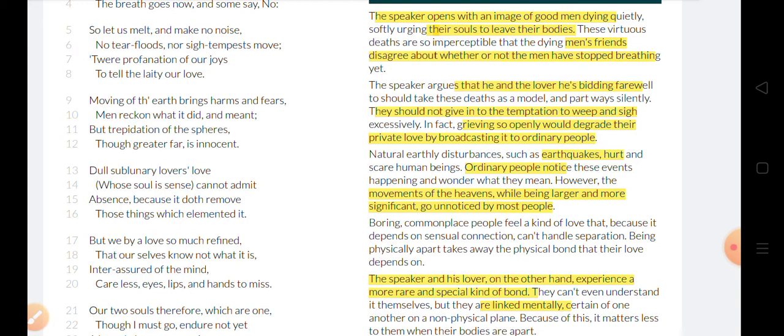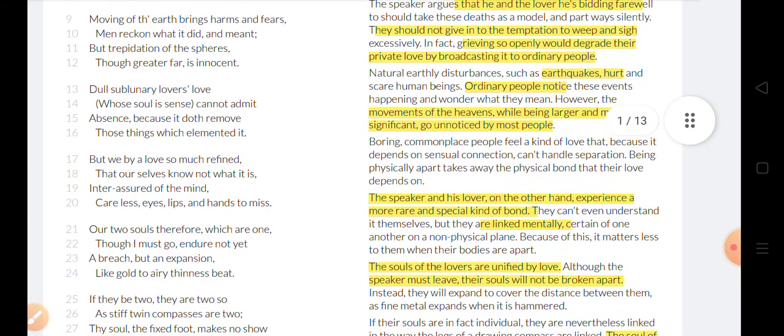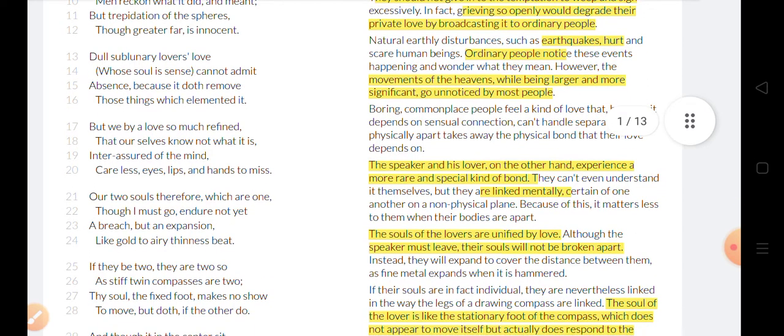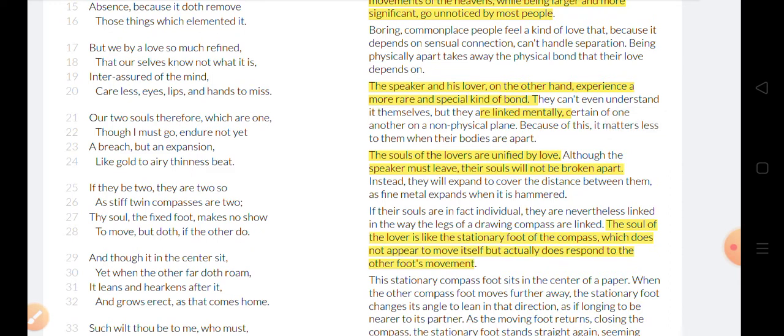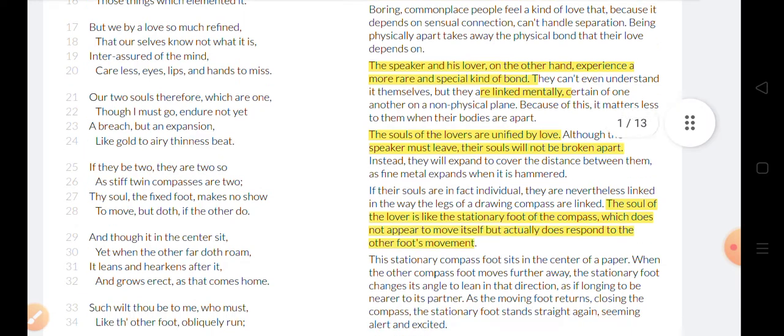And he compares it with natural disturbances such as earthquakes, which are noticeable to ordinary people, but large movements of the heavens and cosmos, which are very significant, are unnoticeable to most people. So he wants his departure, his valediction, to be unnoticed by ordinary people. The speaker and his lover, on the other hand, experience a more rare and special kind of bond, a link. They are linked mentally, unlike other people, and the souls of the lovers are unified by love. It's love that unified their souls, and when the speaker must leave, their souls will not be broken apart.